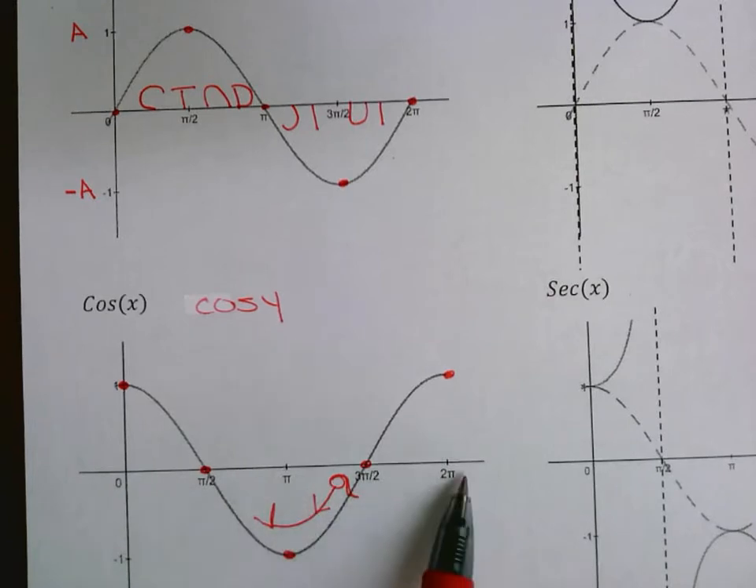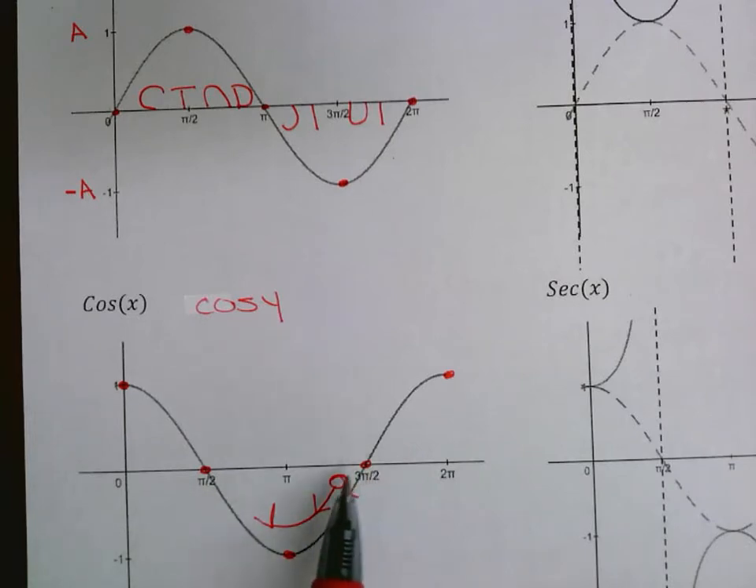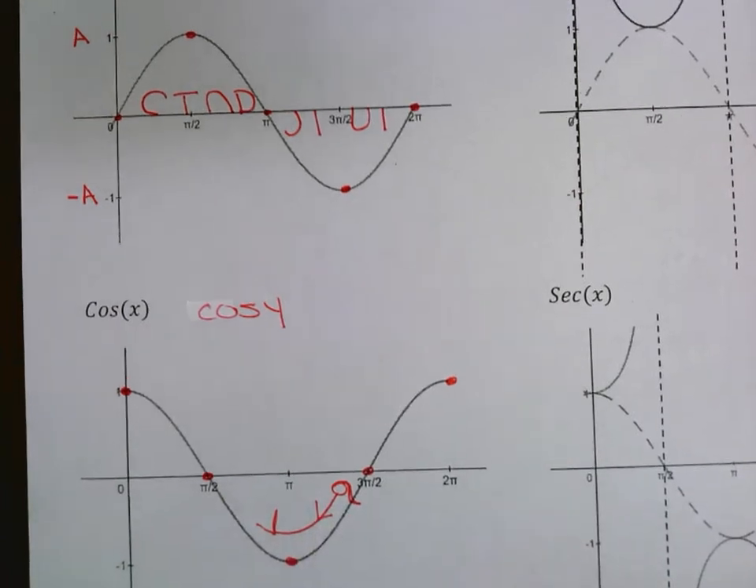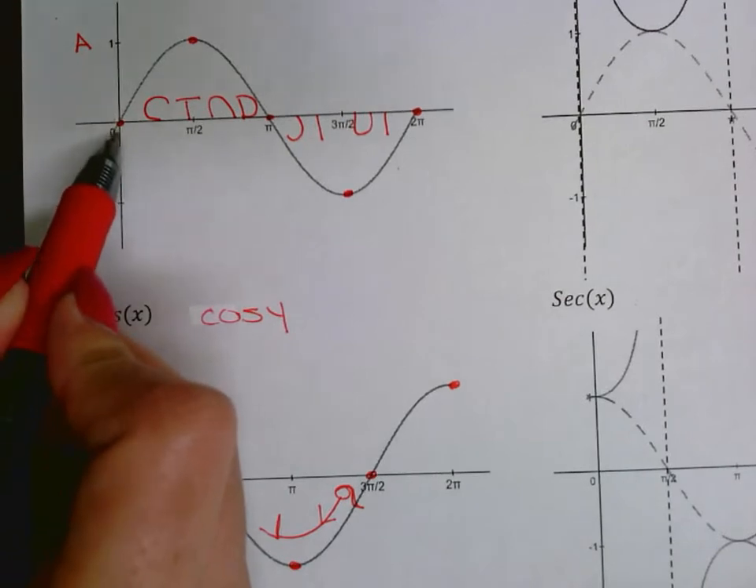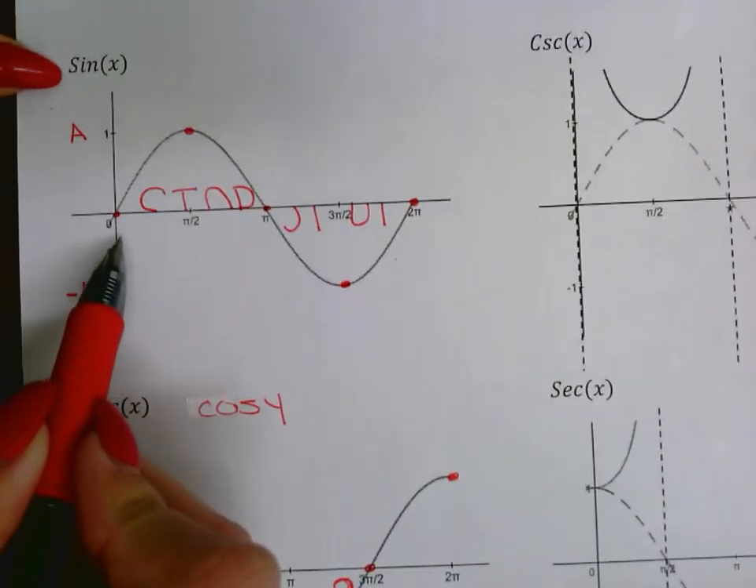So a full unit circle is 2 pi. Cut that in half, I get pi. Cut it in half again, I get half a pi. And then, of course, 3/4 of it is 3 pi over 2. So watch how the points end up matching with a unit circle. What is sine of 0? We're looking here at sine.